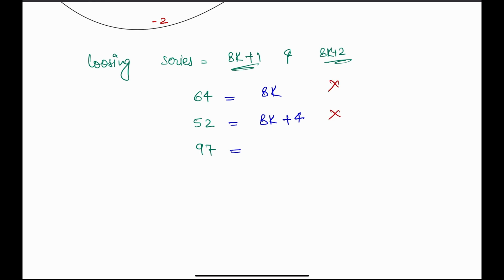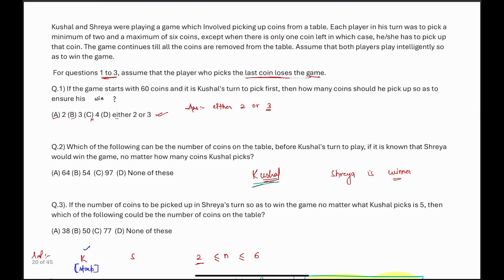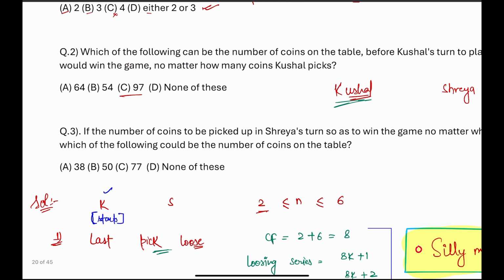This is not possible, because this is not on the losing series. 97: it will be 80 plus 16, so 12 into 8, we can write it as 12 into 8 plus 1, or 8k plus 1. So only 97 is a number which is already on the losing series. So if 97 coins are there on the table, no matter what Kushal does, Kushal is surely going to lose.